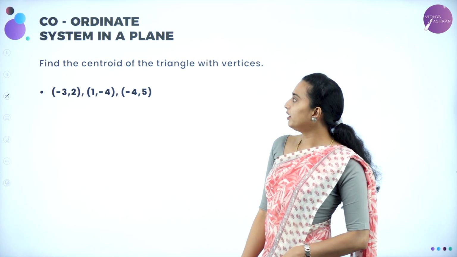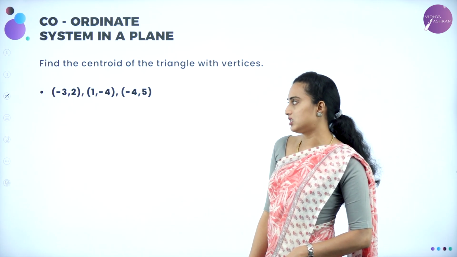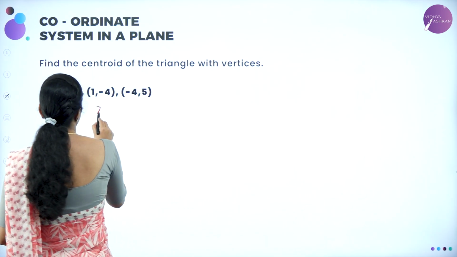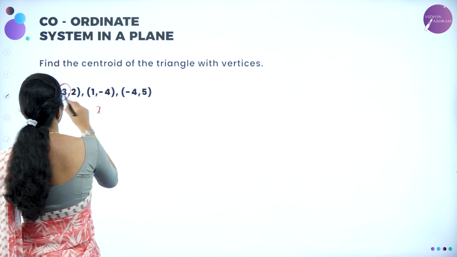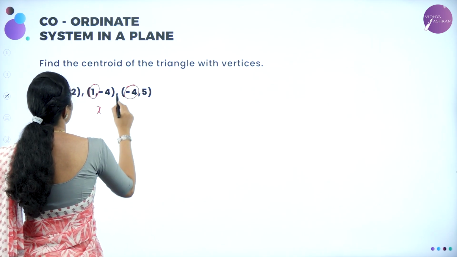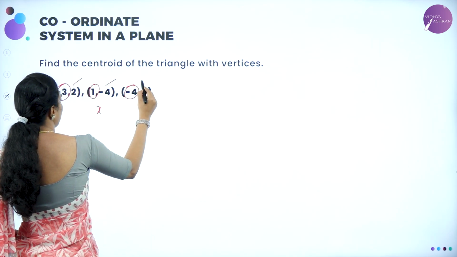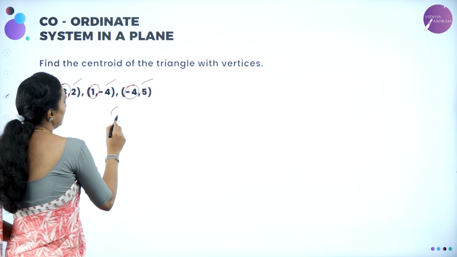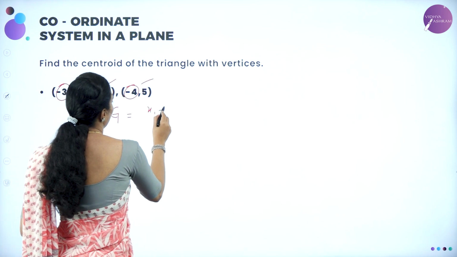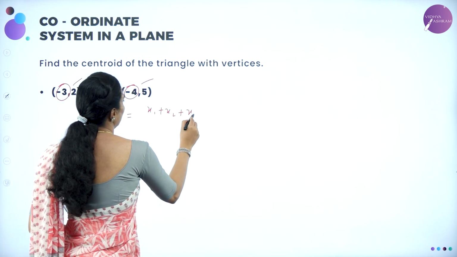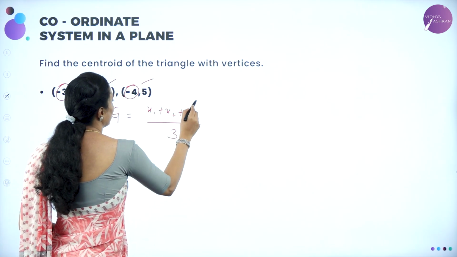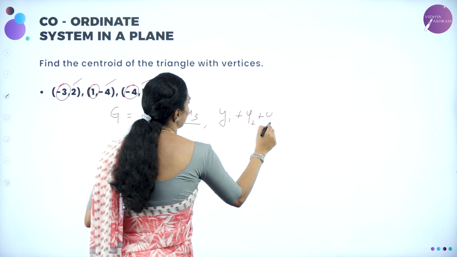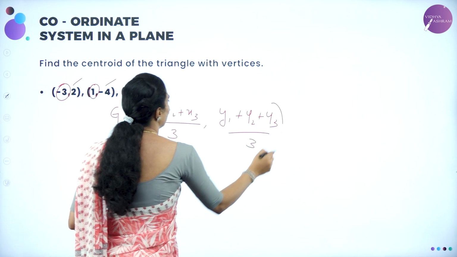What is that? Find the centroid of the triangle with the vertices. Same formula. So here take it as x1, this is x1, x2, x3, y1, y2, y3. So centroid formula is given by G is equal to x1 plus x2 plus x3 divided by 3, comma, y1 plus y2 plus y3 divided by 3.